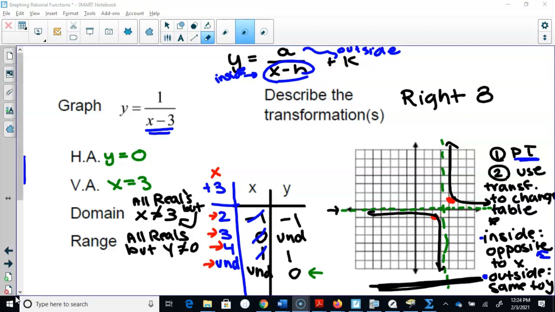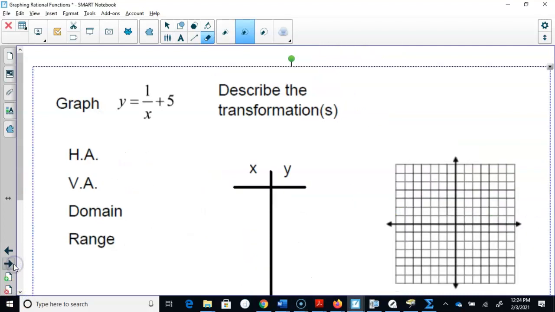Okay, let's move on, guys, to the next problem. We've transformed right 3 on the last one. Sorry, someone just walked into my classroom.